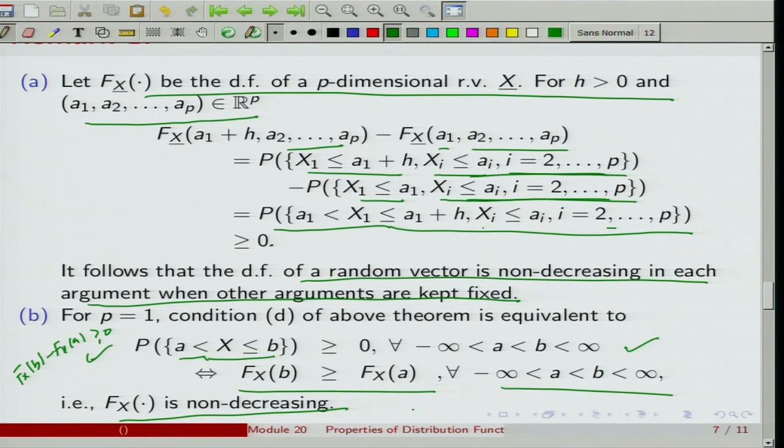So, in the case p is equal to 1, F_X is non-decreasing is equivalent to saying that the probability that X is greater than a and less than or equal to b is greater than or equal to 0. In the case of p dimensions, this condition translates to saying that the probability that X belongs to a p-dimensional rectangle (a, b] is positive, which in terms of the distribution function is written in the form summation k equal to 0 to p minus 1 of (-1)^k, summation z belonging to delta_k^p, of F_X(z) is greater than or equal to 0.